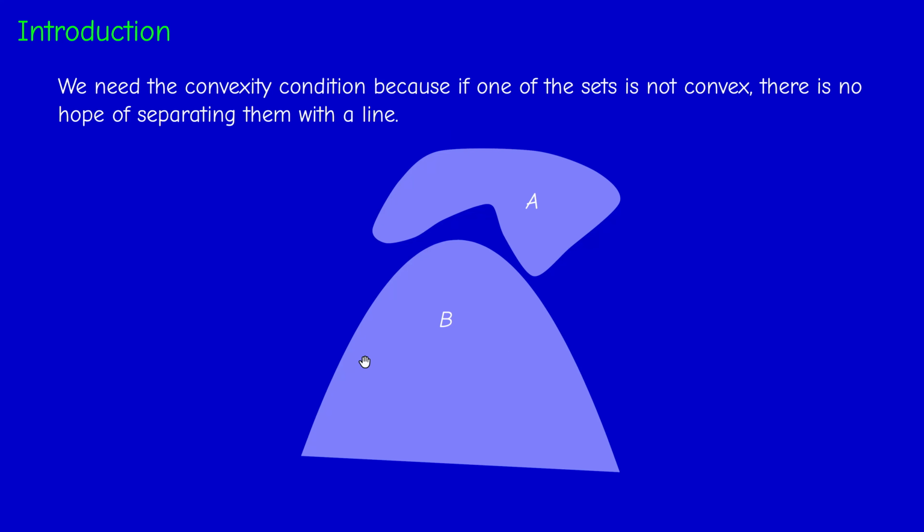Now, why do we need convexity? Because if one of the sets is not convex, even in the simplest setting of the plane, there's no hope of separating them with a line, as you may see in this picture. So convexity is a necessary condition, actually.